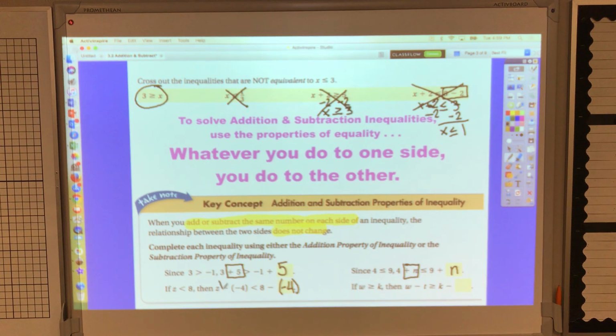Okay? This was our change. This is our new change. Okay? Those two sides have to be exactly the same. So if I have w is greater than or equal to k, then w minus t, so our change is minus t. If we wanted to stay equal, I also need to minus t on that other side of my inequality symbol. Okay, so the first two are the addition property of inequality. The second two are the subtraction property of inequality, because we're subtracting on both sides of that inequality symbol.